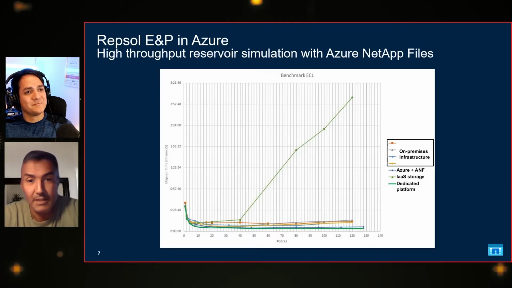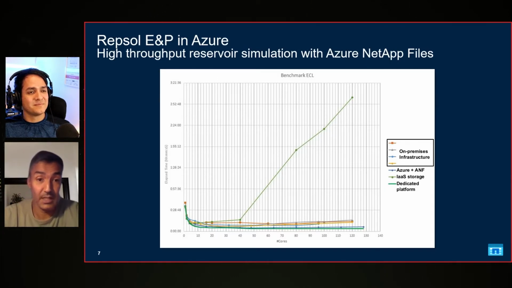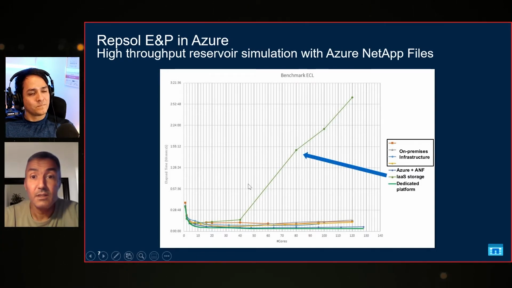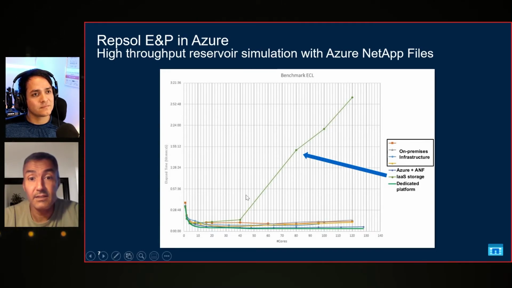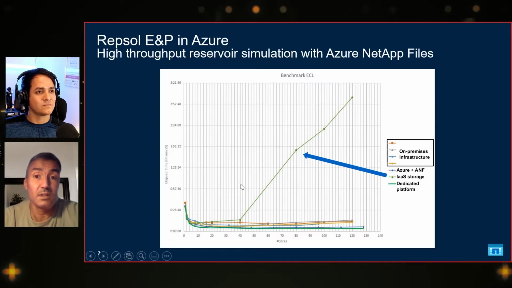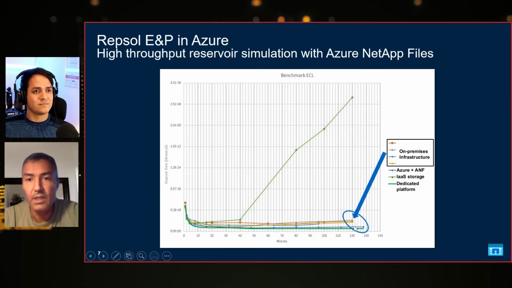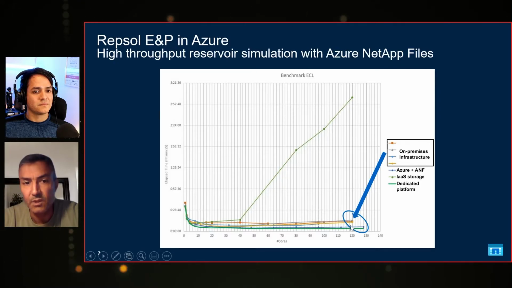This chart proves what we just said. You can see here in this green curve is the IaaS storage solution, and you can see that above 40 cores the simulation runtime is skyrocketing, is awfully high. So that was not the proper solution. Here came Azure NetApp Files in the blue, and you can see that it is far better than the IaaS solution and even better than the on-premise solutions that are here.